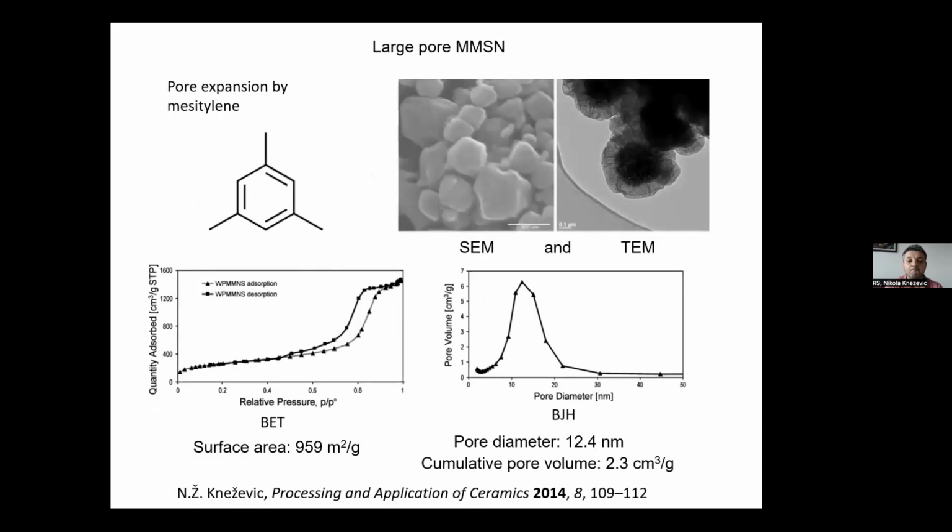And different types of materials can be obtained. We obtained here one with a large pore volume of 2.3 cubic centimeters per gram, which can probably store large biomolecules and has a higher concentration of iron oxide inside, so you can see.